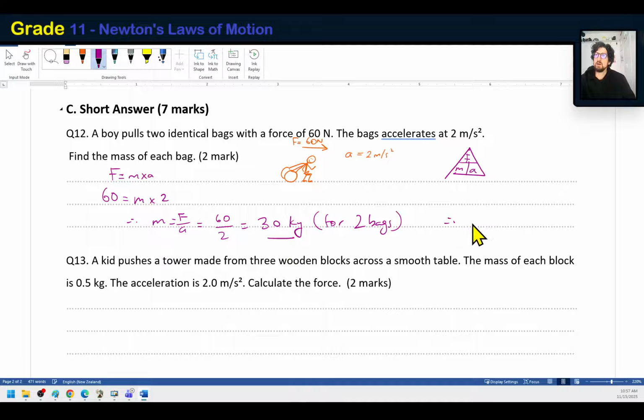So for one bag, therefore, that's what the three dots mean. Therefore, it's a very good practice to start using it. Therefore, one bag equals 15 kg. Okay?